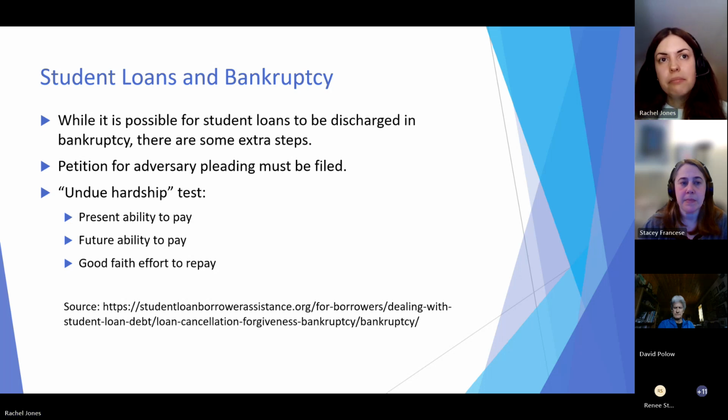So while student loans can be discharged, maybe there are other options that are quicker or easier or just less expensive than going through bankruptcy just to discharge the student loans. But again, if a person has a private loan, maybe these federal loans or federal loan programs would not be helpful for those types of loans.